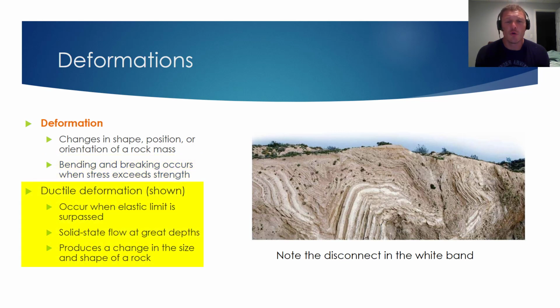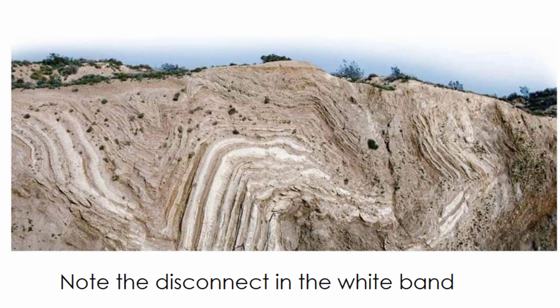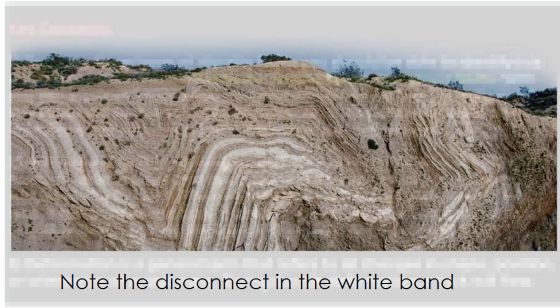Shown in this image is deformed sedimentary strata in California. And this image illustrates ductile deformation. And ductile deformation is the flowing of rock after the elastic limit of the rock has been surpassed. This type of deformation produces a change in the size and the shape of the rock. And as this image shows, with ductile deformation, you can almost imagine the rock is behaving kind of like molding clay, where it can be bent and twisted and shaped. And if you take a look at those lighter colored bands, you see just that.